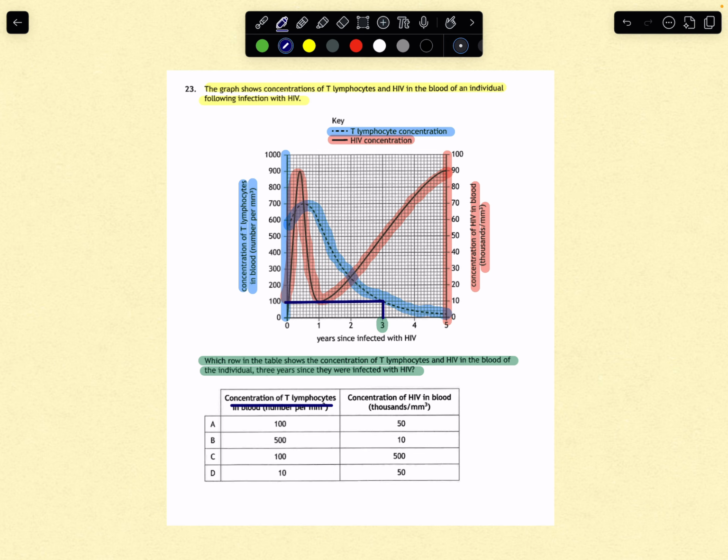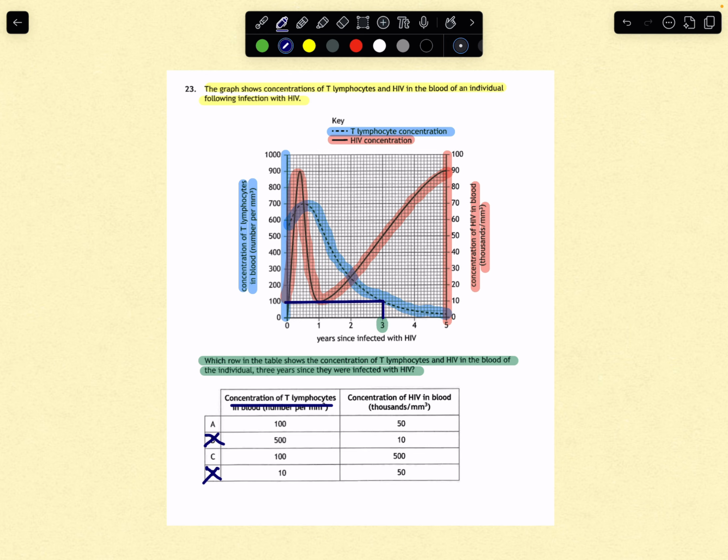So with this in mind, what you can already do here is you can take away by the process of elimination 2 of the answers as being incorrect. So straight away what we can do here is we can take out B and then we can take out D, right? So that leaves us with working out the concentration of HIV in blood, and the 2 options left is 50 or 500, right?